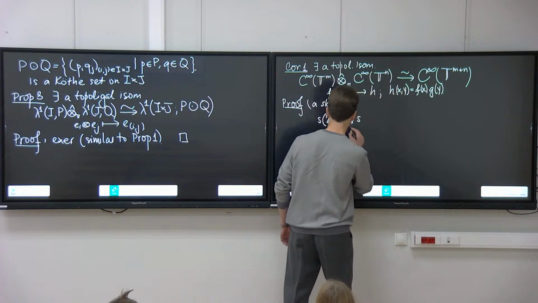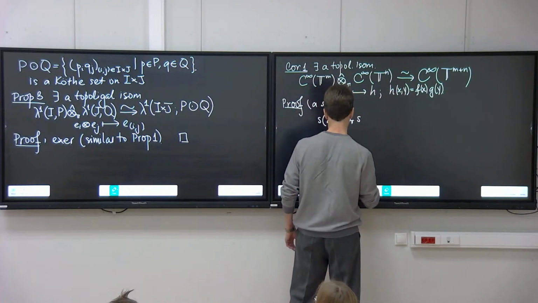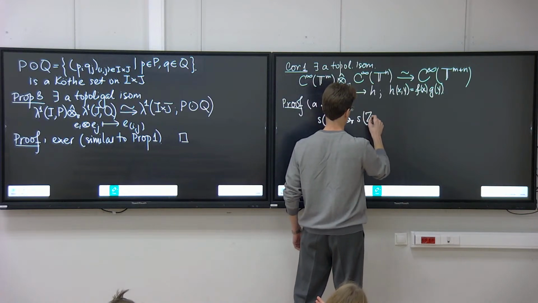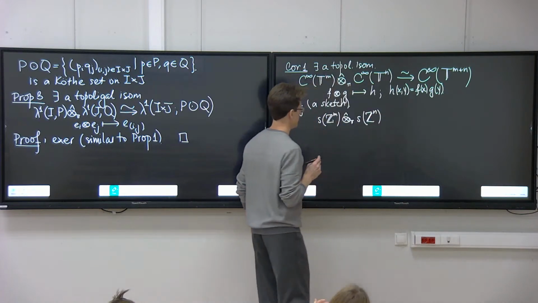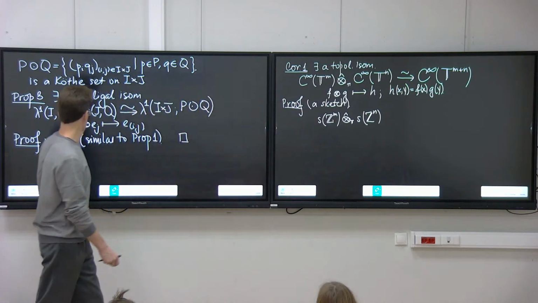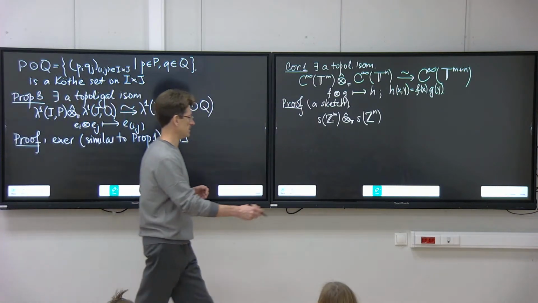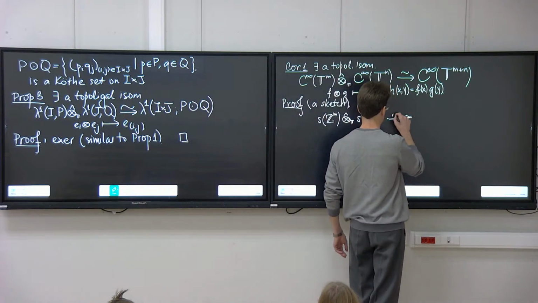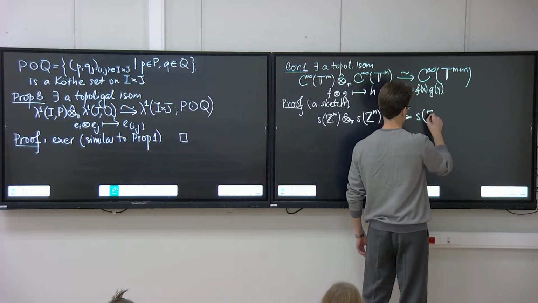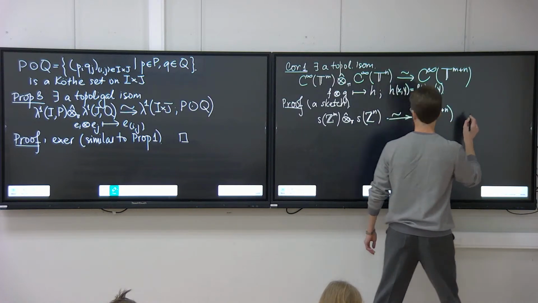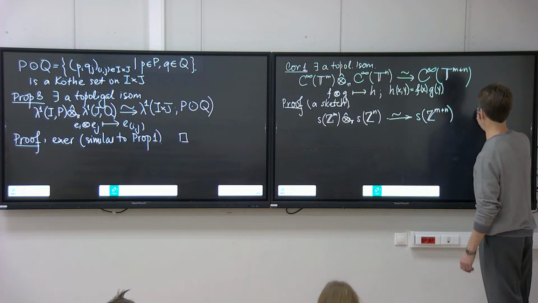Z to the power m, and here we have Z to the power n. If we substitute these concrete Köthe spaces here, what we get is exactly little s on Z to the power m plus n. This follows from proposition 3.